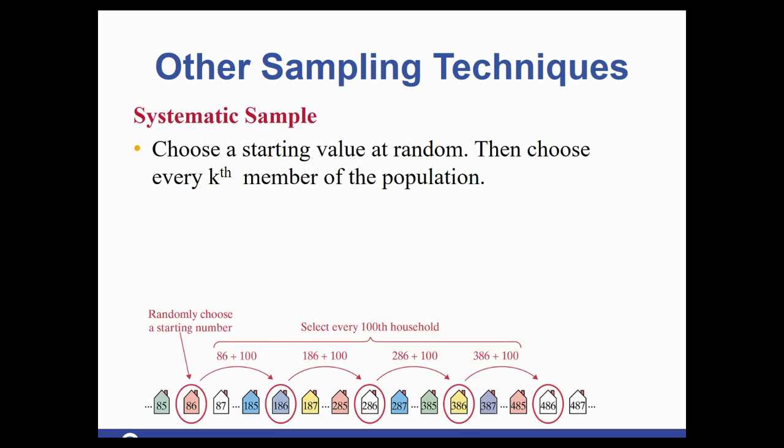Systematic: choose a starting value at random, then choose every kth member of the population. This one is just like what teachers love to use in the classroom. I'm counting off every third person is in a group. So 1, 2, 3, 1, 2, 3, 1, 2, 3. All my 1s in one corner, all my 2s in a corner, all my 3s together. That's systematic. The most important thing with that is they have to tell you what they're counting by. Is it every 5th, every 4th, every 100? It has to be stated to be systematic.